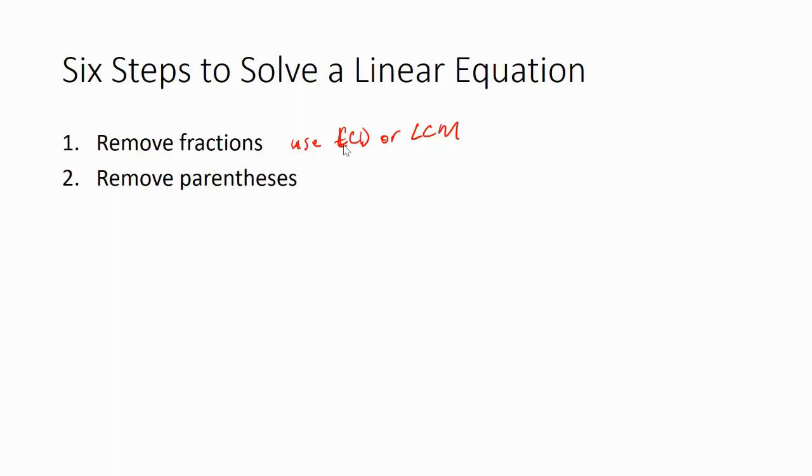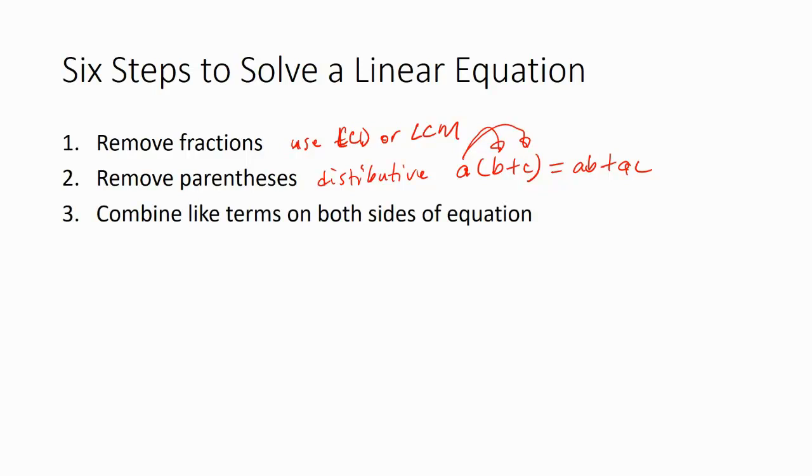The next step is to remove any parentheses, and you'll remove any parentheses by the use of the distributive property. And the distributive property states that if you have some quantity A times another quantity B plus C, you will simply distribute or multiply that quantity on the outside by every quantity on the inside.